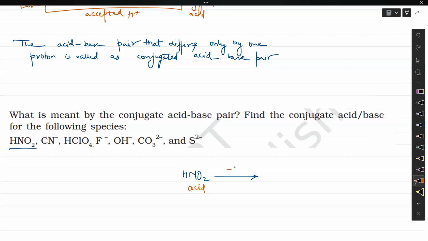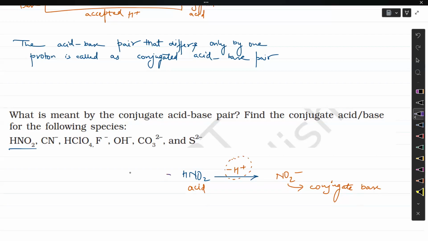So I am subtracting this H plus. So it will become what? NO2 minus, right? So it will become NO2 minus. So this will be a conjugate base or conjugate acid? This will be the conjugate base, right? Since this is a pair of acid and conjugate base. What is the difference here? Only this H plus. Is this making sense?